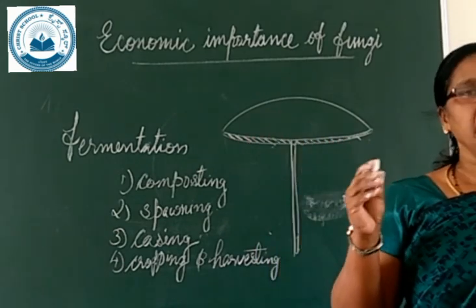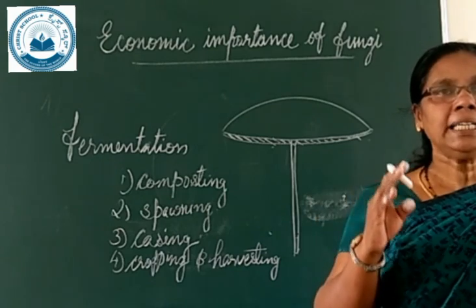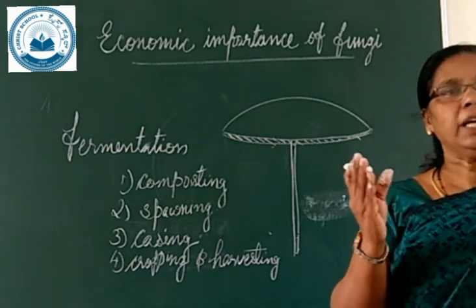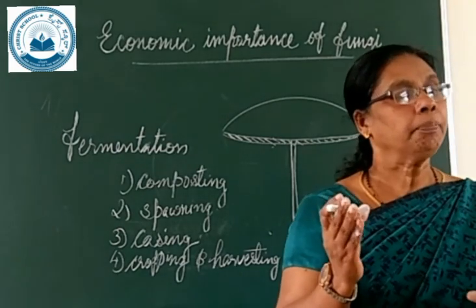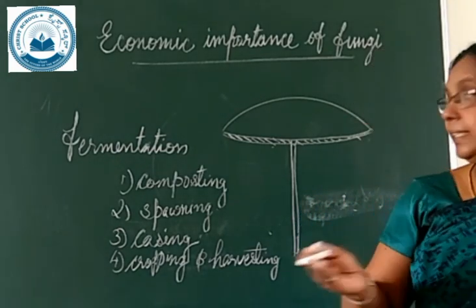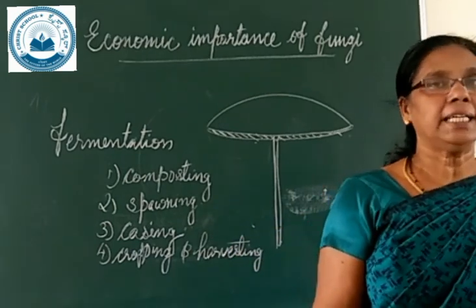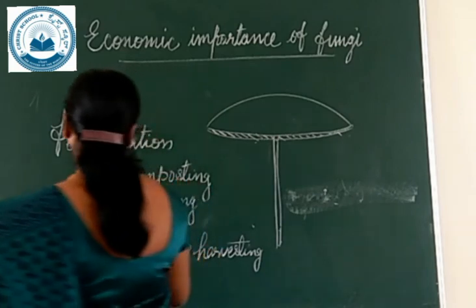Then it grows bigger in size, and when it achieves the maximum size, the fully grown mushroom can be harvested. That is about cropping and harvesting, and the fifth stage is called preservation.